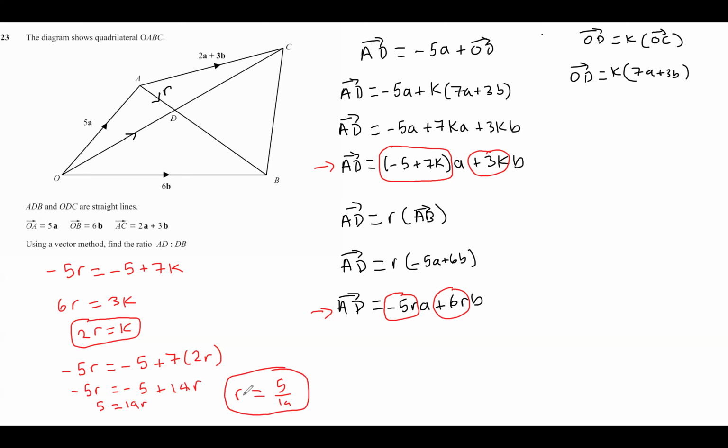So then r, if we rearrange this or solve for r, we get r is equal to 5 over 19. And that really makes our life easy, because if r is 5/19 of this whole line, then DB is going to be 14/19. Therefore, it says find the ratio of AD to DB. So the ratio of AD to DB is going to be 5 to 14. And that's our final answer.